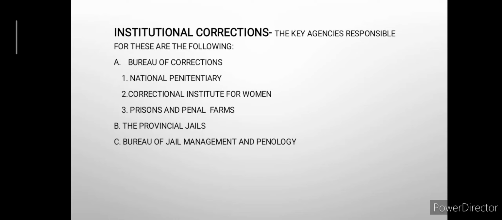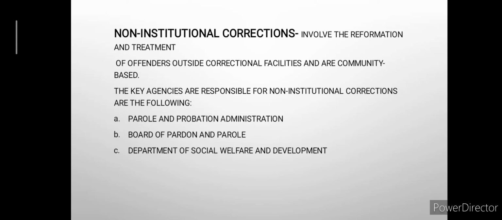And next is the Bureau of Jail Management and Penology, known as the BJMP. It's under the supervision of the Department of the Interior and Local Government, known as the DILG, which administers and controls municipal and city jails. And the inmates confined in these jails are serving a sentence of not more than 6 months imprisonment. That's for the BJMP.